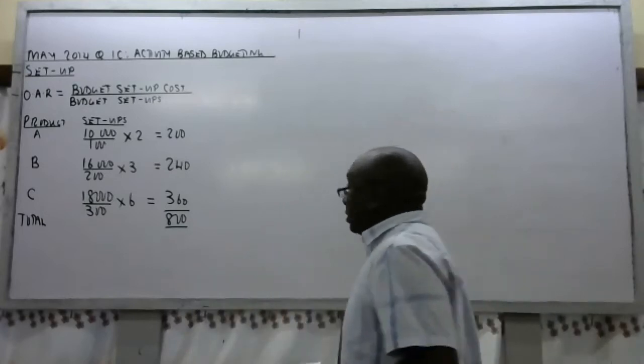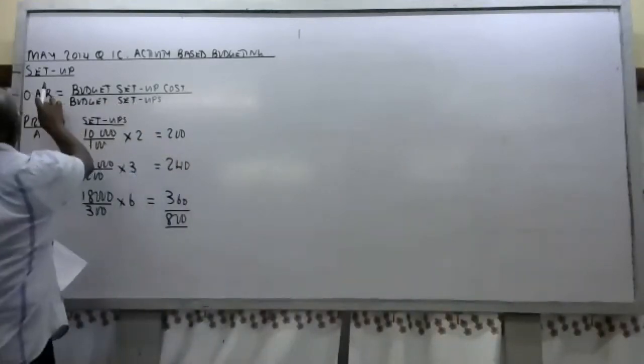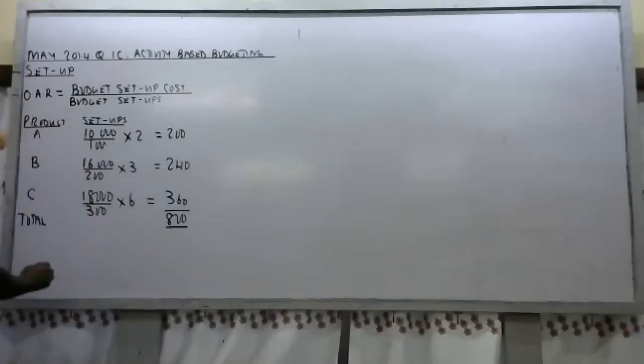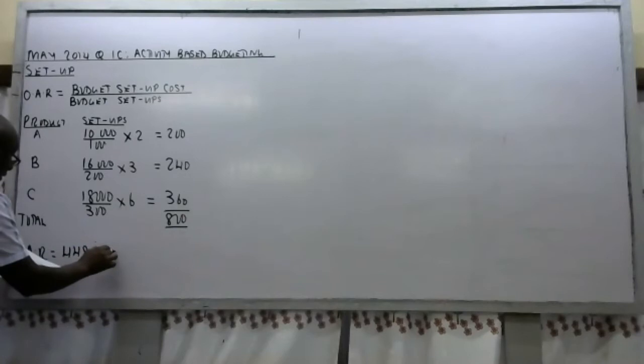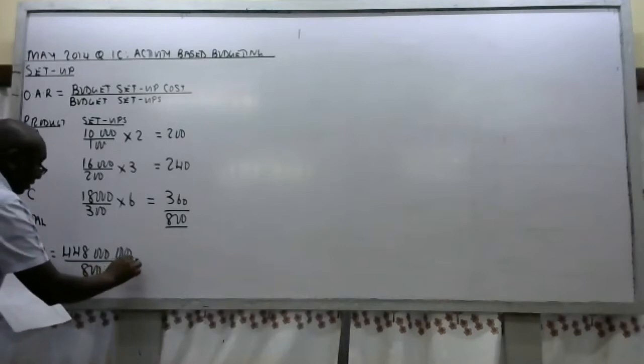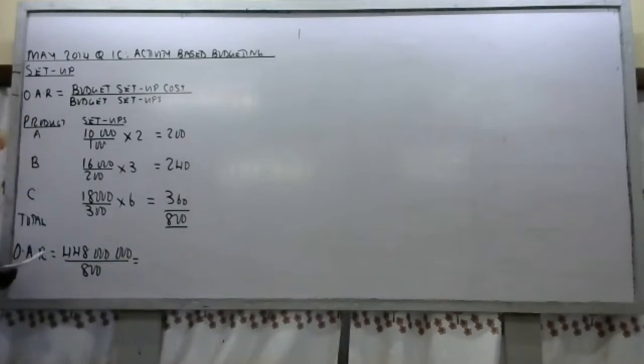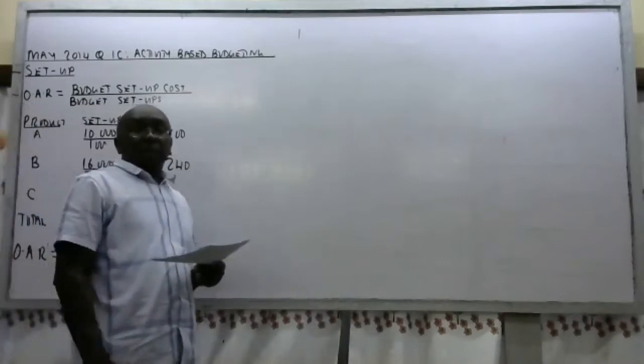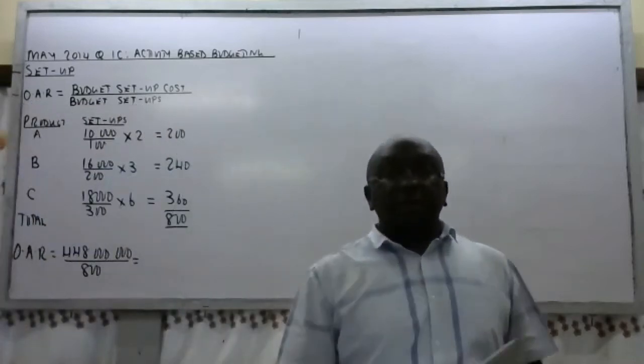So now let's go back and compute our OAR. So our OAR, you now take the costs of 448. You can just even bring the whole of it, 448 million. You divide by 800.